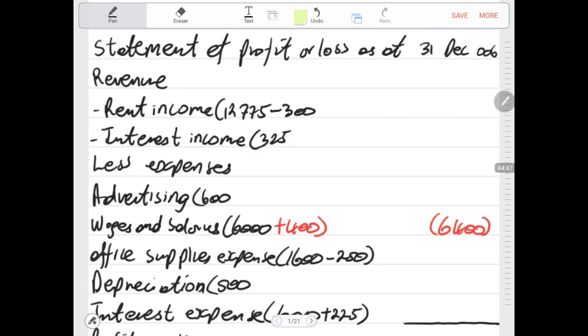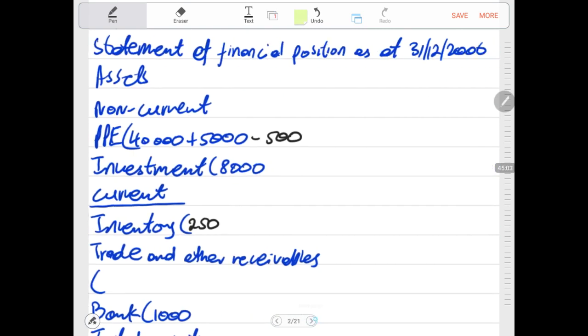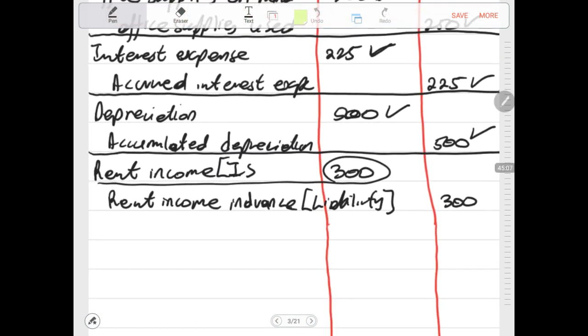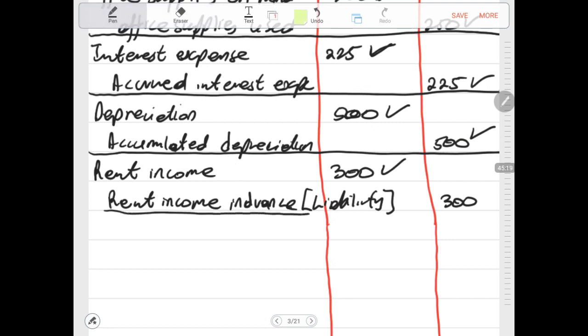As I said, the 300 is included in the 12,775, but it should not be included because it's not for this period, but it's for the next period. So now we don't want that income to be recorded in our income statement because it was not supposed to be received or it was not earned. Then now we go to the next one. We have recorded the rent in the statement as it is supposed to be. We can tick that.